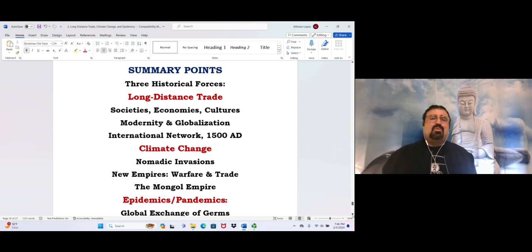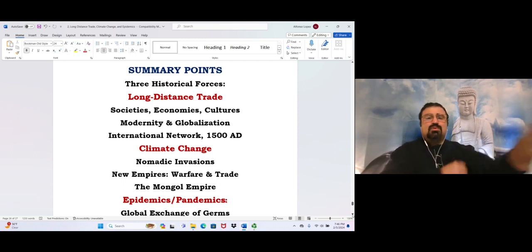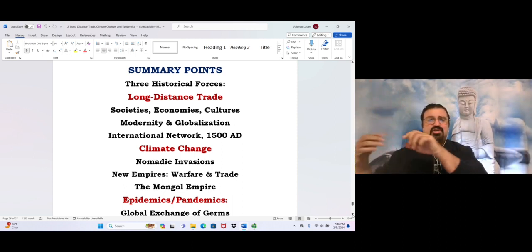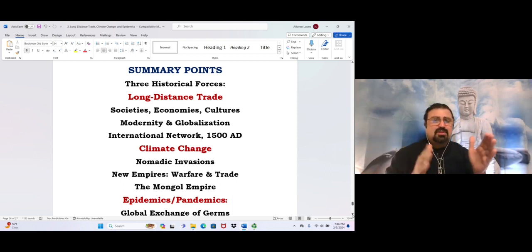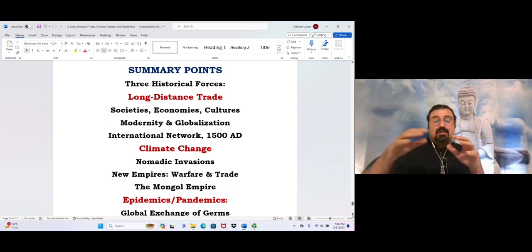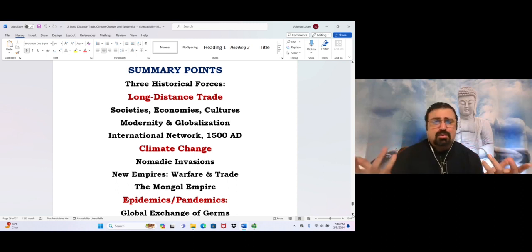Now, in summary, we have seen three historical forces leading up to the early modern world, changing the old institutions, shattering them, and giving rise to new ones. We have, for example, long distance trade. This is the first historical force we saw, tying societies together, tying their economies through trade, and also facilitating the rapid spread of cultures and religions around the world, and also technologies. Again, this is the precursor to modernity and globalization, a more integrated world socially, economically, and culturally.